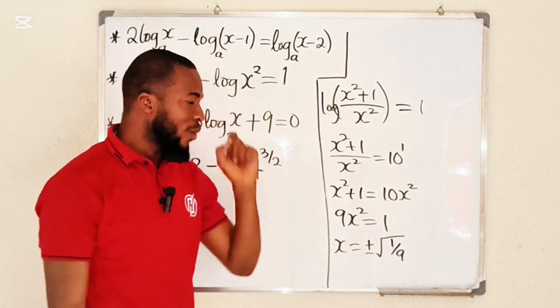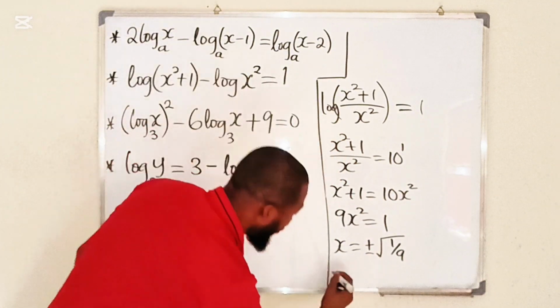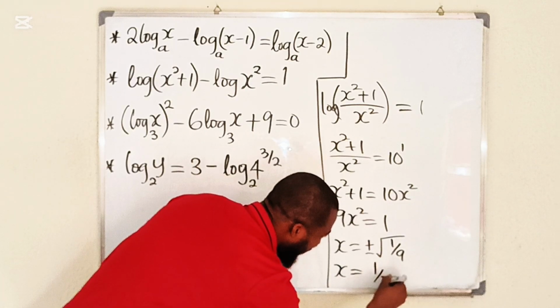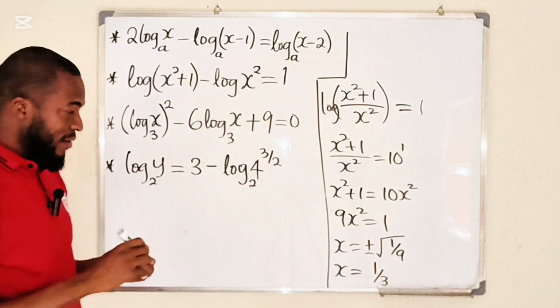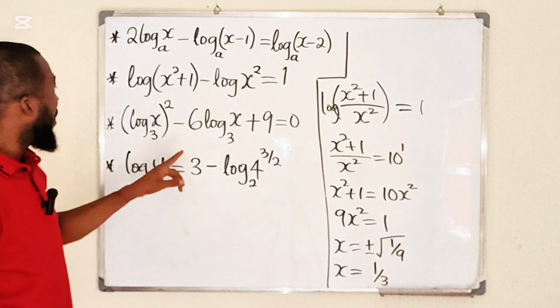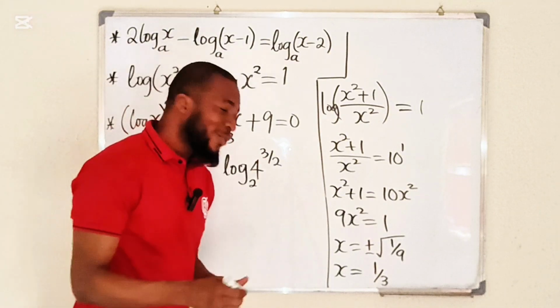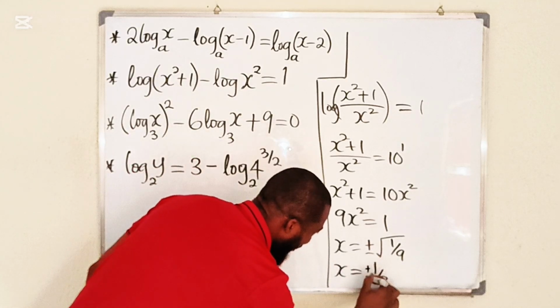Square root of 1 is 1, square root of 9 is 3, which means that x is equal to 1 divided by 3. Why did I neglect the minus sign? Remember our x, yes, it can be plus or minus. Let me show you why.